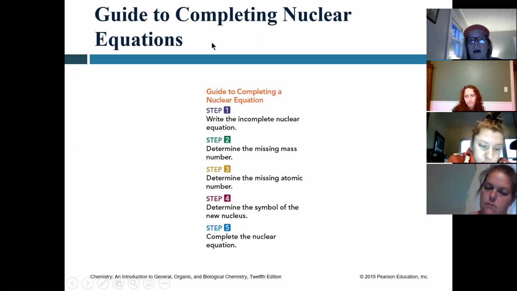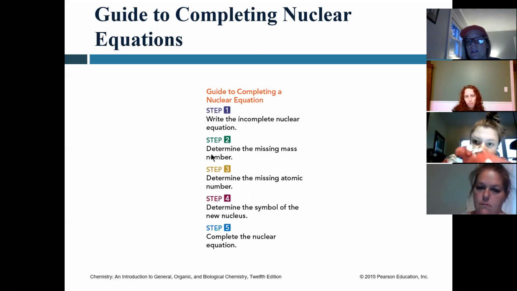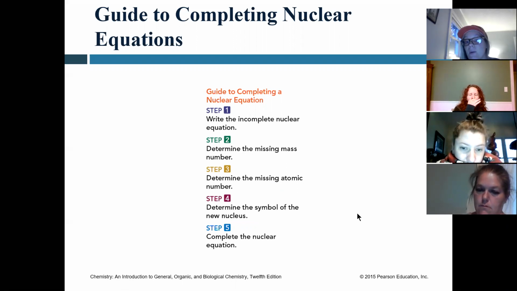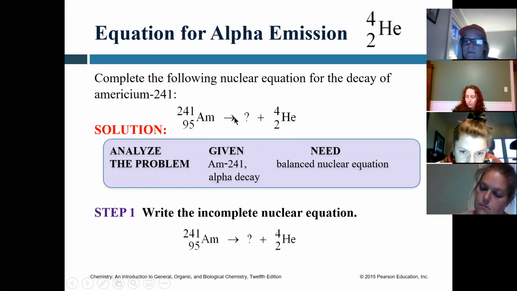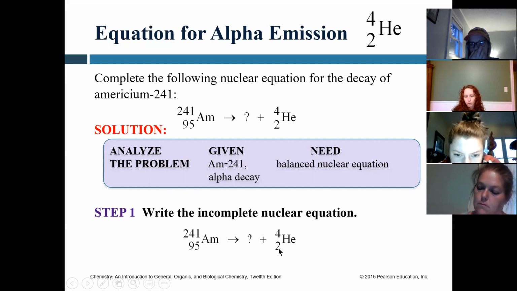So when writing one of these equations, write the incomplete nuclear equation first, determine the missing mass number, determine the missing atomic number, and then figure out what the symbol is to complete it. So let's do this one. Americium-241 undergoes alpha decay. I want you to tell me what the new mystery nucleus or new mystery atom is that's formed. This one here maybe is a little bit clearer. So this is what you're starting with. You know one of the ending pieces because it specifically says it's undergoing alpha decay. So I'll give y'all 2 minutes for that.